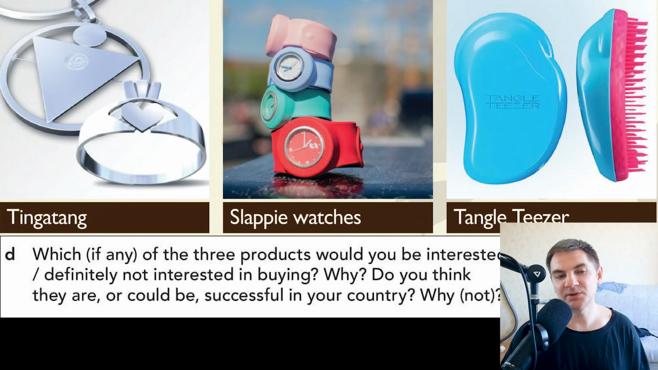Great, now that you know the real stories, let's talk about your opinion. Think about the 3 products you just read about. Tingatang, the personalized jewelry. Slappy watches, the colorful customizable watches. And Tangle Teaser, the detangling hairbrush. Here are your questions. Take a moment to think about each one.